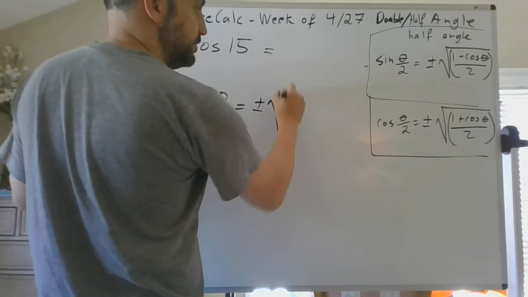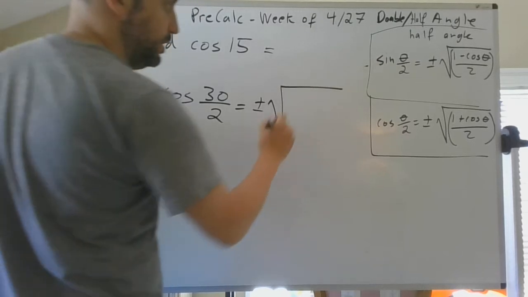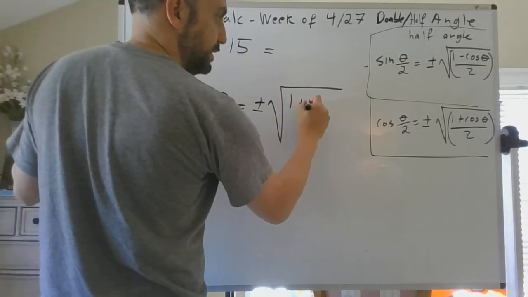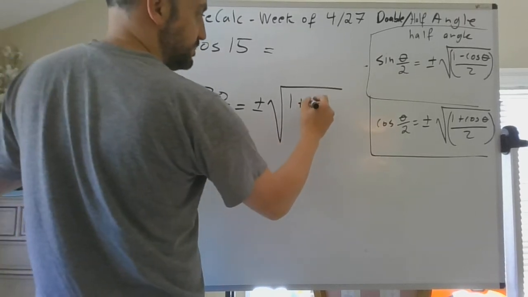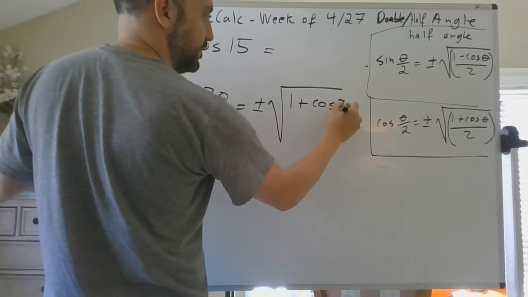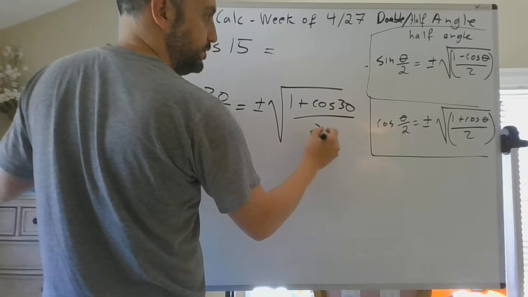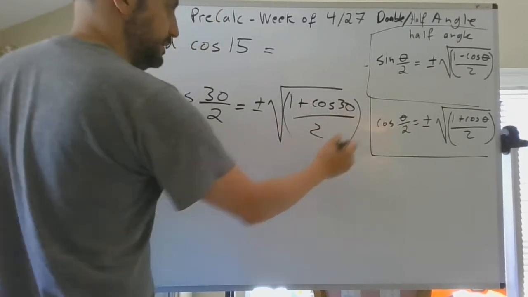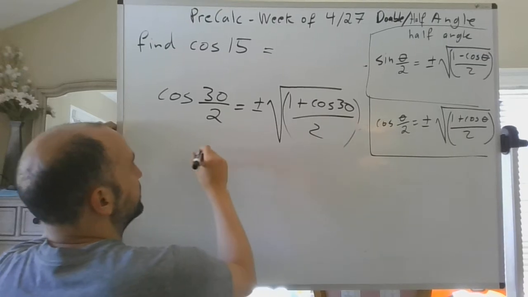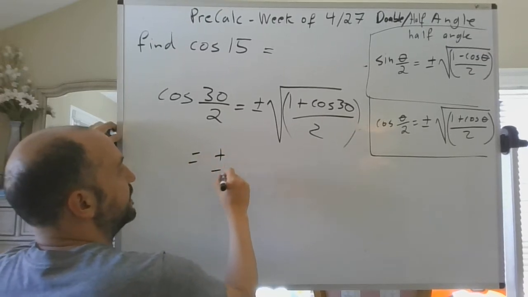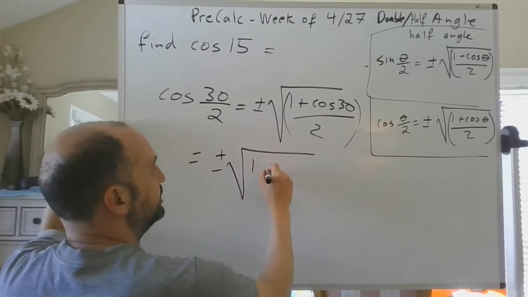And now this is going to be 1 plus cosine of theta, okay? So that's going to be cosine of 30 all over 2. All right, let's continue this problem. That's going to equal, I should put my equal here, plus or minus square root of 1 plus.